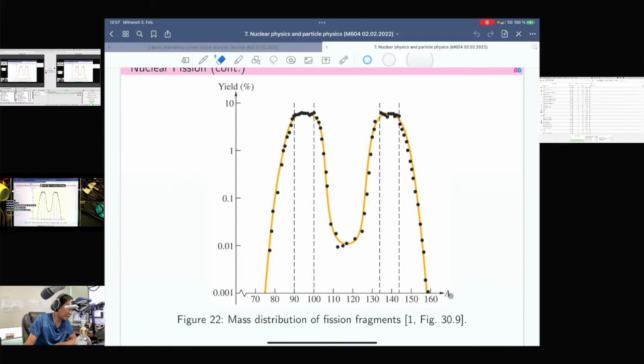You can see that A is the number of nucleons in that nucleus, and you can see the high probability from 80 to 100. Any nucleus that has between 90 and 100 nucleons is the most possible outcome for fragment X or fragment Y. Another range for fragment X or fragment Y is from 134 to 144. So there is no single unique pair for the fragments X and Y.